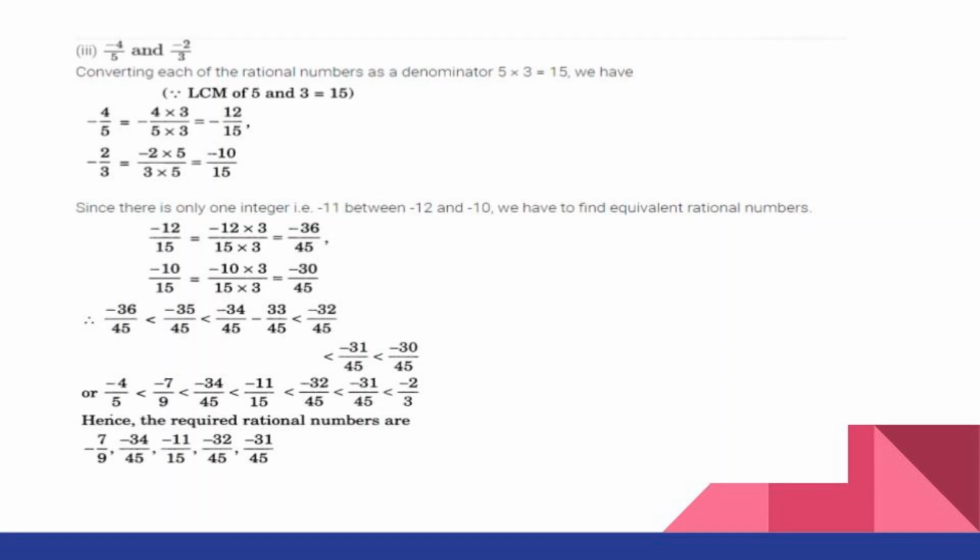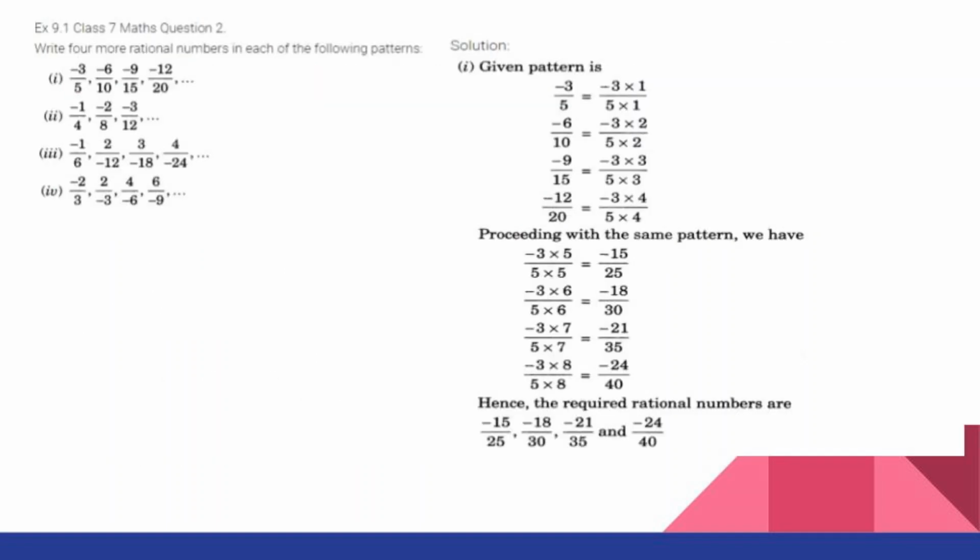So we'll multiply with 3, because 15 times 3 is 45, so the numerator will also get multiplied with 3, and will become -36 and -30. So the numbers are -35 by 45, -34 by 45, -33 by 45, -32 by 45, and -31 by 45. You can try the other parts yourself.